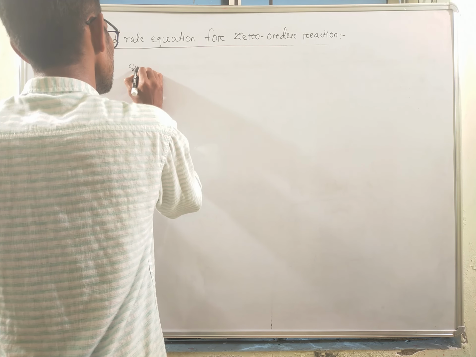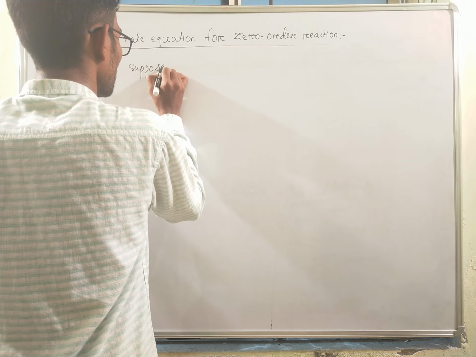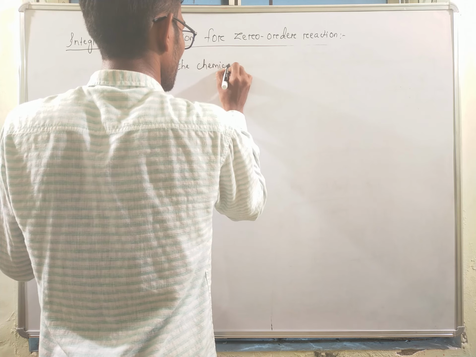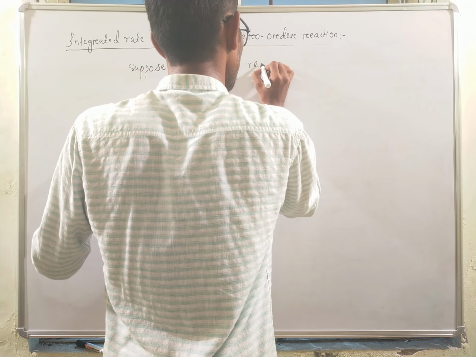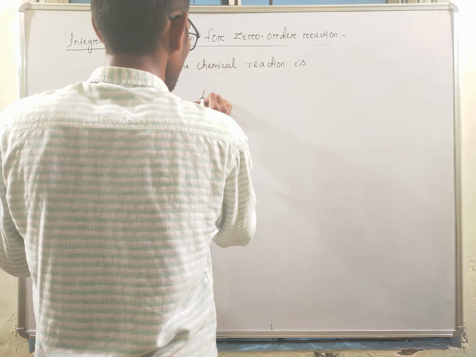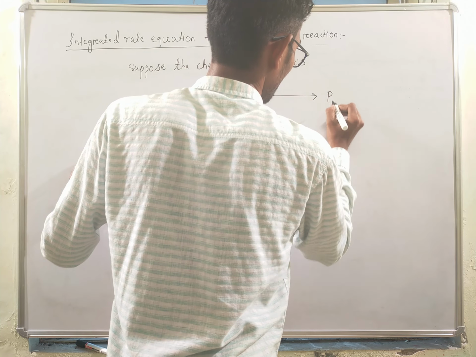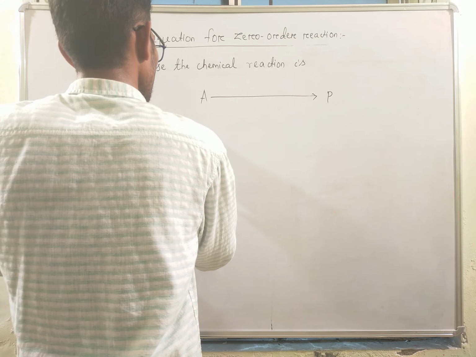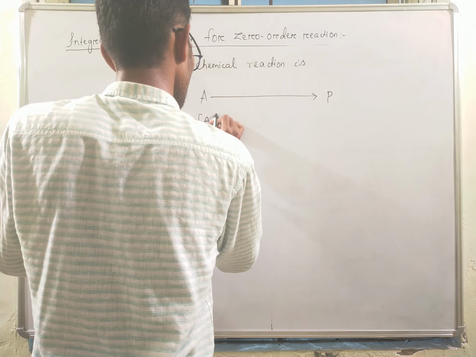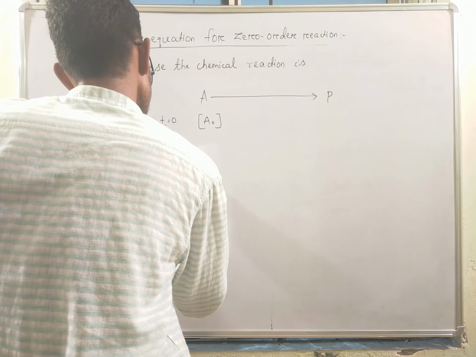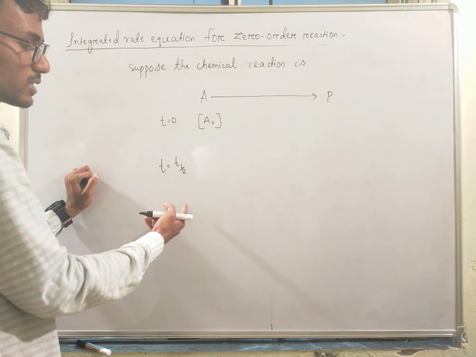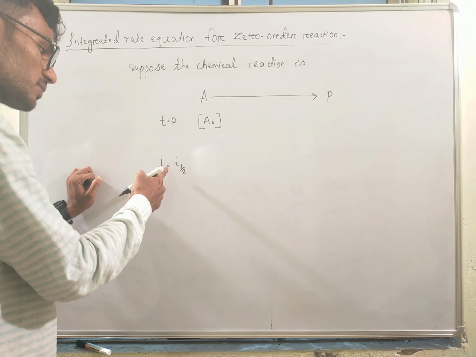Suppose the chemical reaction is A gives rise to product. At T equal to 0, the concentration of A is A naught. At T equal to T half, the concentration of A is 1 by 2 A naught, that is subscript T half.